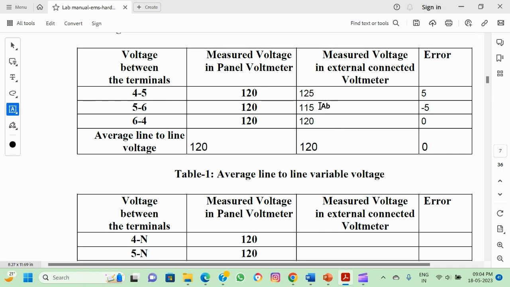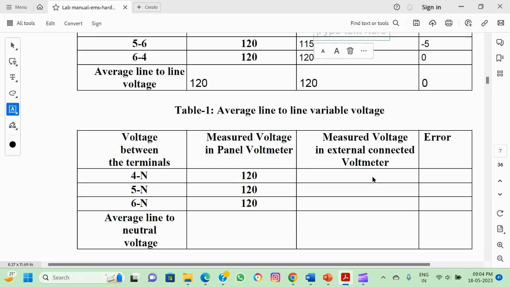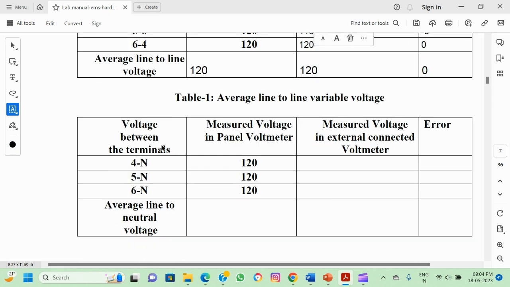Suppose it is not like this, suppose here we have 125, 125, 125, so we will take the average here, and the error also we will take the average. Next we will connect the circuit between 4 and n, 5 and n, and 6 and n. Same like this, here we will measure the voltage, how much it is. Whatever voltage we measure here, we will get it, and we will calculate the error.